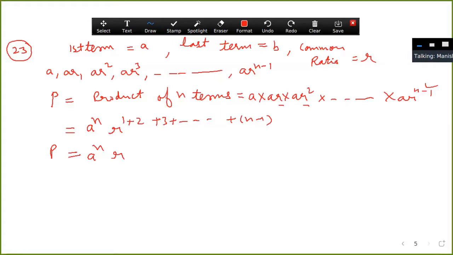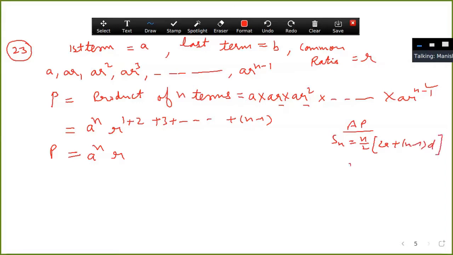And you know how to add the terms of an AP? Applying the sum formula of the terms. What is the formula of sum? That is Sn in AP. You can add the terms up to n terms. Sn is equal to n by 2, 2a plus (n minus 1) into d.